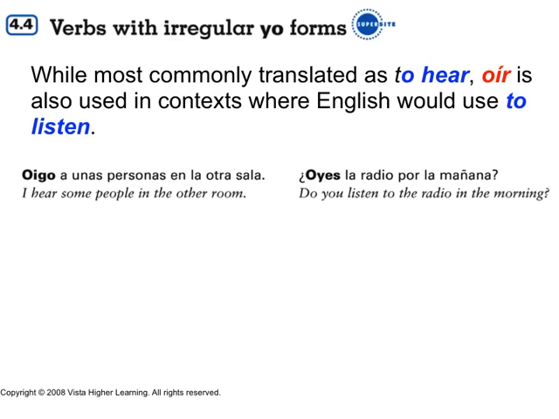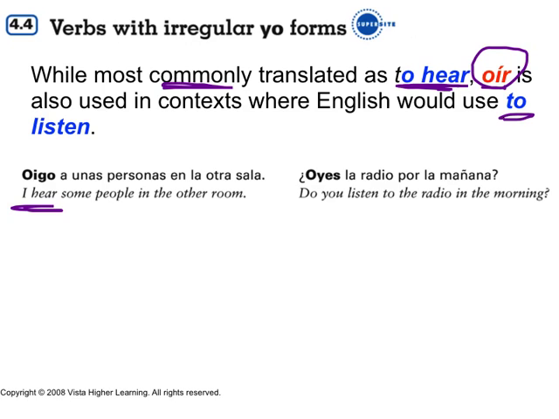So the meaning of oír is to hear. There it is right there, to hear. That is the commonly translated meaning of oír. For example, oigo a unas personas en la otra sala. I hear some people in the other room.